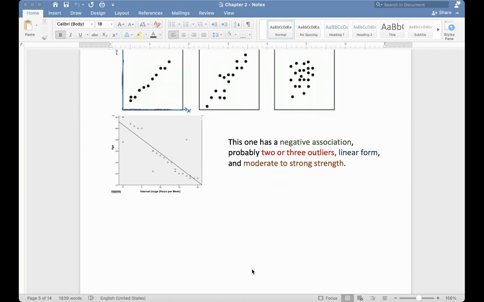Folks, that is basically it for the new information on Chapter 2, Lesson 2. So that doesn't seem too hard, but I'd like to go over how to do a scatter plot on some different types of technology. So stay tuned for our next video.